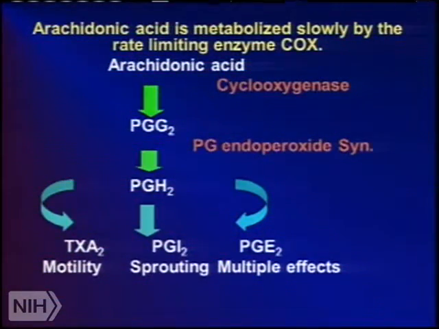So we're going to focus especially on the prostaglandins. The cyclooxygenase converts arachidonic acid into prostaglandin G2. Then the prostaglandin endoperoxide synthase converts this to PGH2, which then gets metabolized into PGE2, which we know is important in growth, PGI2, which is important in the CNS and neuronal sprouting, and thromboxane, which increases the motility of various cells. So we're going to especially focus on the PGE2.